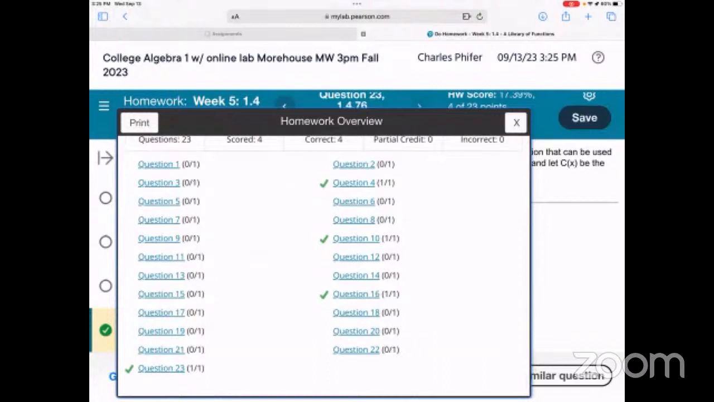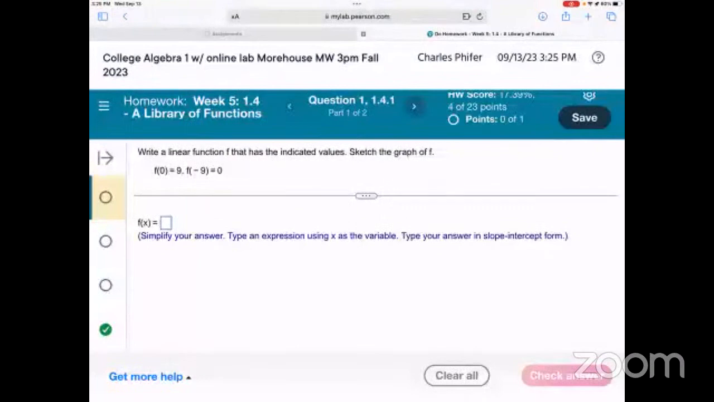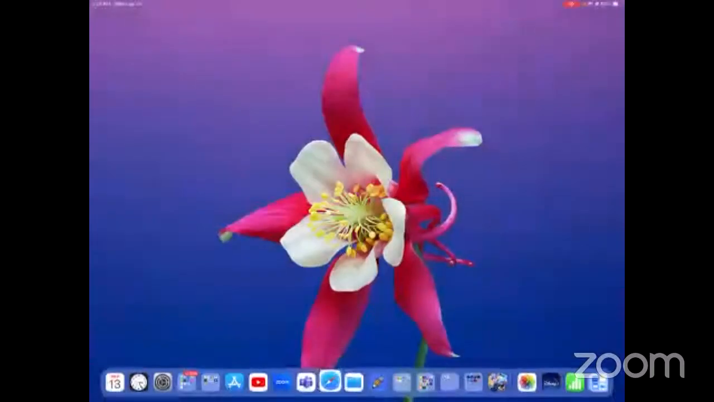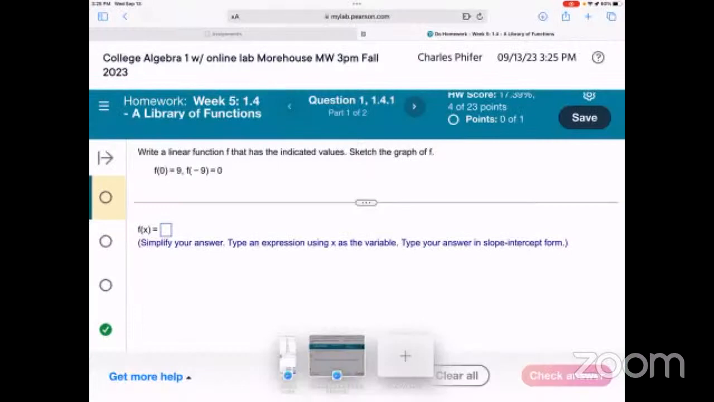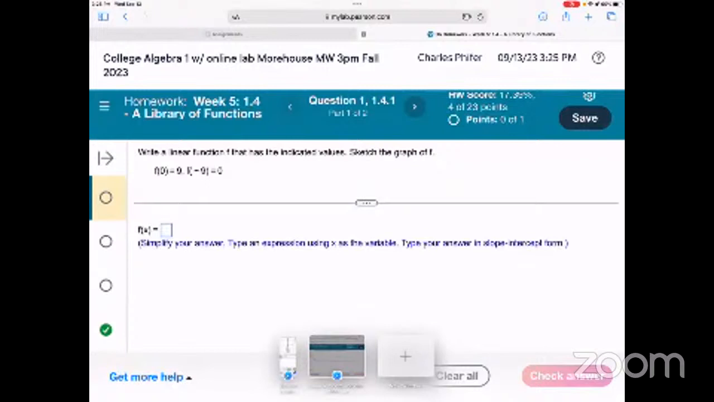Write a linear function that has an indicated value. So when x is 0, y is 9. Okay, I'm being lazy, I really just want to do it here. Because they gave us the y-intercept, right? When x is 0, y is 9. So that's our y-intercept. We know our b is 9. We just need the slope. The y-intercept is 9. The x-intercept is -9. I think that's a slope of 1.